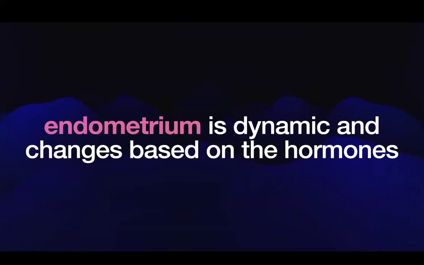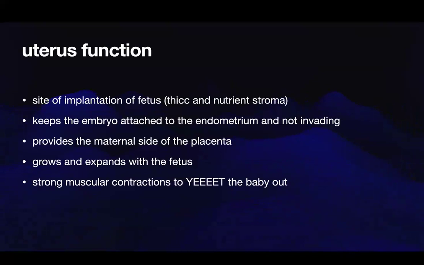Now, the endometrium is dynamic. It changes based on the hormones. During some stages of the menstrual cycle, it's going to be very thin. In other stages, it's going to be very, very thick, and it's going to be very glandular and perfect for implantation. Now, the uterus function is obviously a site of implantation for the fetus.